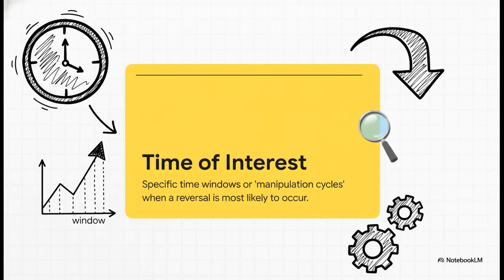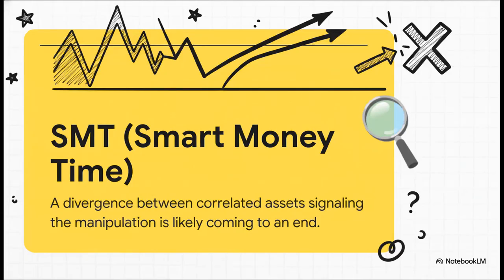Step 4 adds a totally new dimension to this whole thing. Time. Time of interest means it's not enough for the price to be right, the time has to be right too. These reversals tend to happen within very specific windows during the day, these so-called manipulation cycles. So if the price hits our perfect level, but at the wrong time of day, the protocol's broken. No trade.